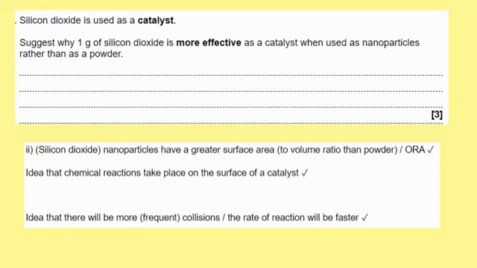Okay, so hopefully you've come up with the idea. We need to think back to our year 10 work here. Nanoparticles are really small, and because they're really small, they've got a greater surface area. When we're talking about nanoparticles, we normally talk about surface area to volume ratio. But it's allowed you to just say surface area here, because when we talk about catalysts, we just talk about surface area. So it's 1 mark for saying that they have a greater surface area. And the reaction takes place on the surface of a catalyst. So therefore, there's going to be more frequent collisions, or the rate of reaction is going to be faster.